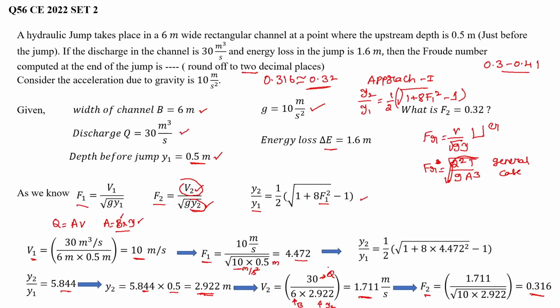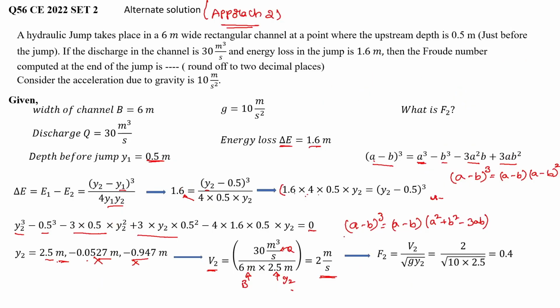So how much did we get before? We got 1.77 meter per second before, but with the help of approach 2, we have reached the value of 2 meter per second. There is a slight difference in the values between approach 1 and approach 2. But don't worry, the correct value range they have given us is 0.3 to 0.41. So this alternative solution also will fall in this range only.